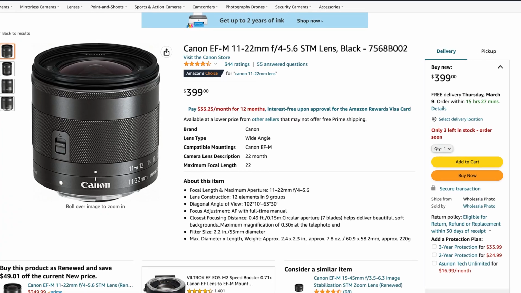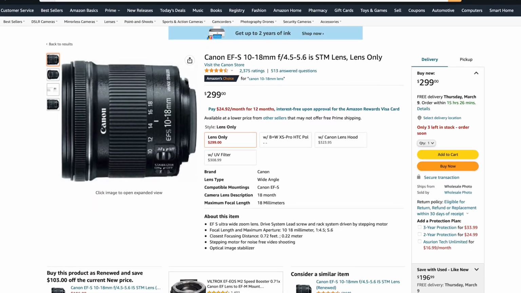So starting off in the prices category, the Canon 11 to 22mm lens is going to be the more expensive option at $399. If you're looking at the Canon 10 to 18mm lens, you're going to be looking at $299. However, if you're going to be using this for the Canon M50, then you're going to need the EF-M mount to be able to mount it on your camera.